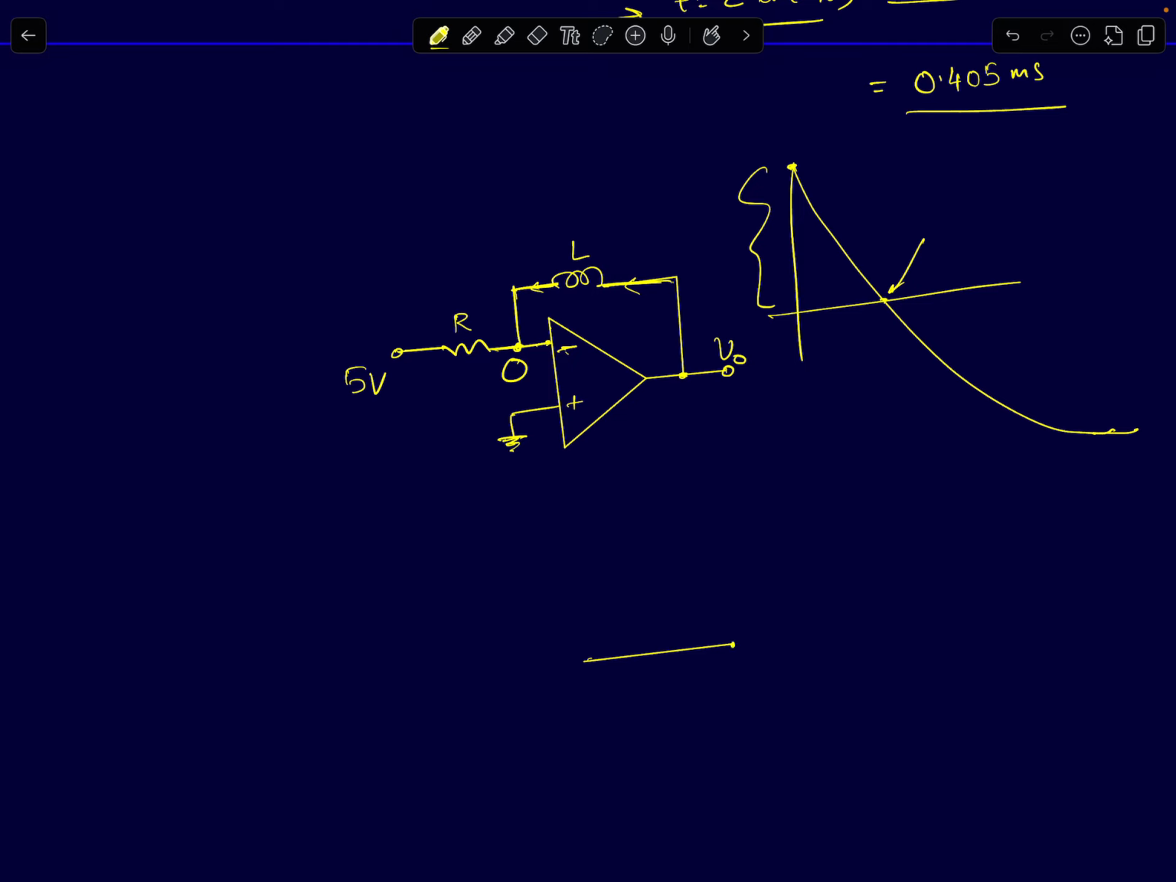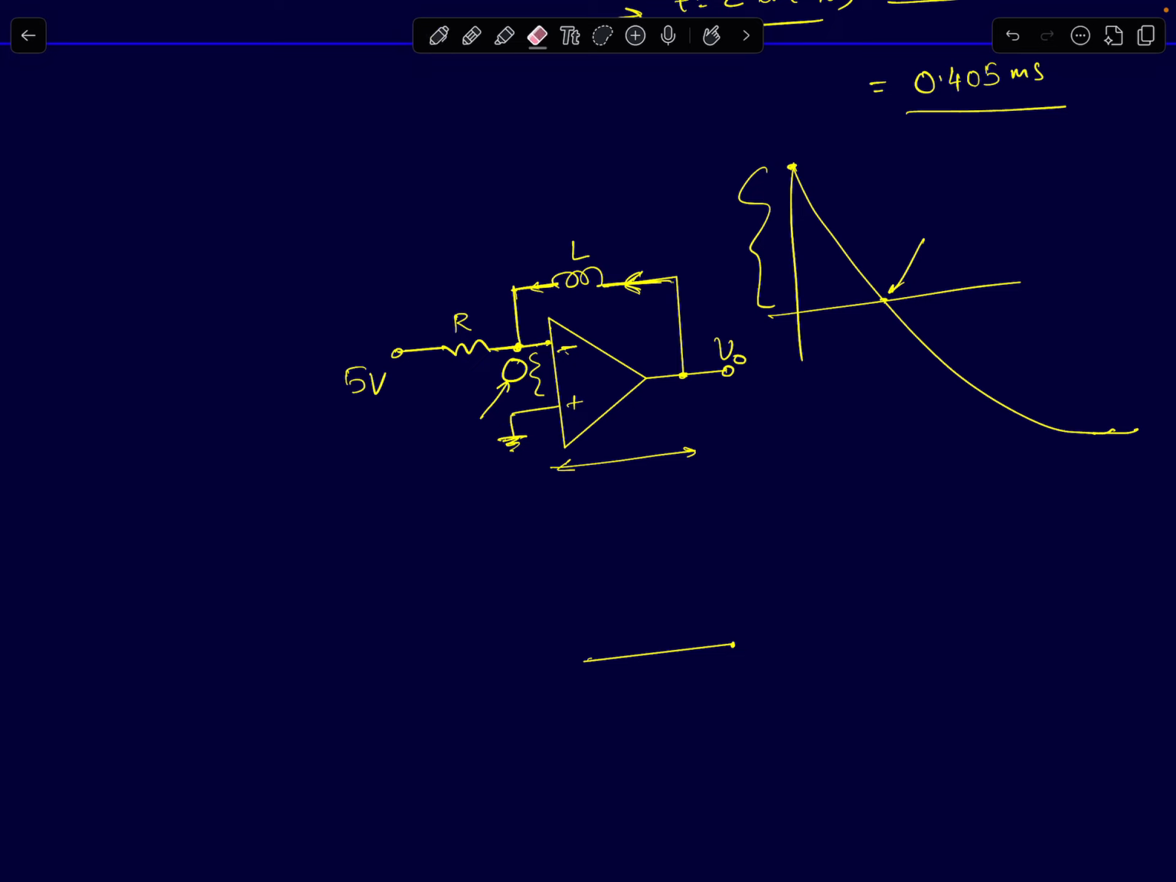But the moment Vx reaches 0 volts, the differential input becomes 0. Now the op-amp starts playing its part. At this instant, remember, the voltage across an inductor can change instantaneously. The current cannot change instantaneously. It's just that the current cannot change instantaneously.